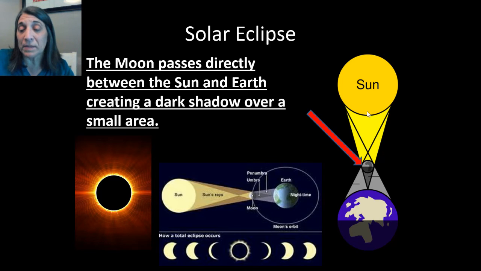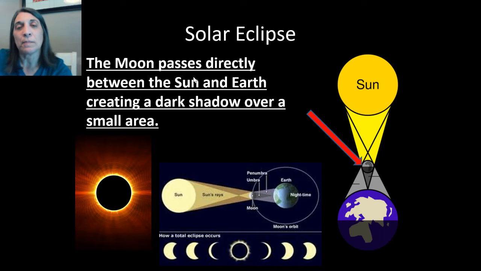So on a solar eclipse again, and you have a picture, I think it's very similar to this in your notes that I put there. A solar eclipse, and you're going to write this down on the lines that are to the left of this picture in your notes. It says the moon passes directly between the sun and the earth, creating a dark shadow over a small area. So because the moon is so much smaller than the sun, it doesn't block out all sunlight to the whole earth.